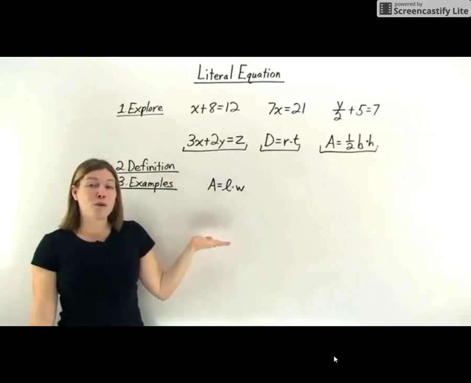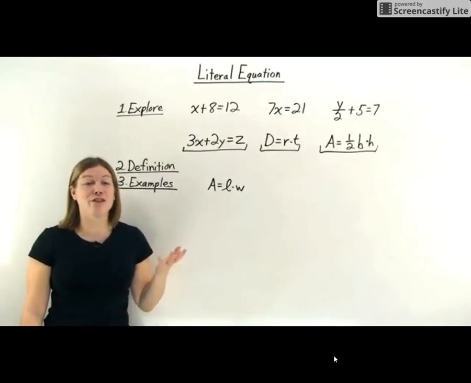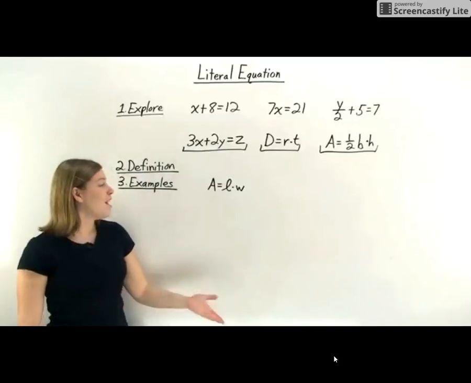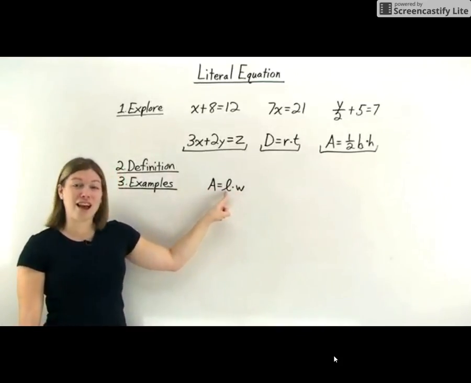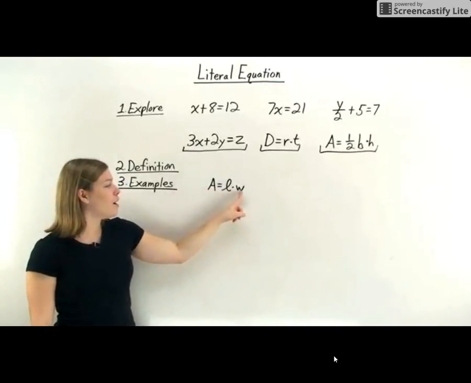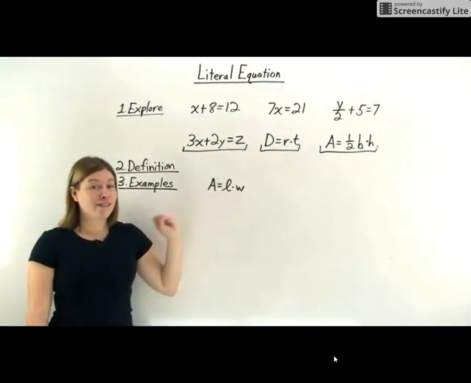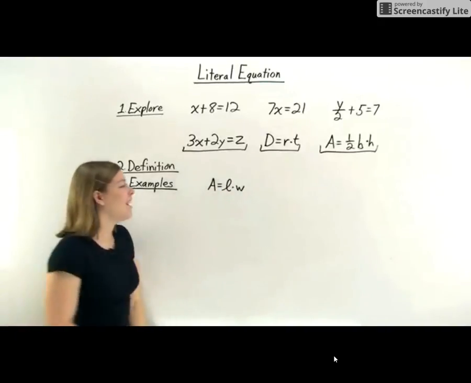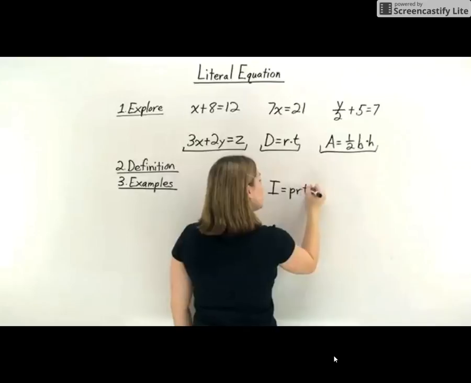Now, usually with formulas, we're given values for some of the variables and we need to solve for the unknown variable. So say here we were given the area and the width, but we were missing the length. Well, in that case, we could plug in the values for the variables that we had and then solve for the unknown variable, like L. Neat.